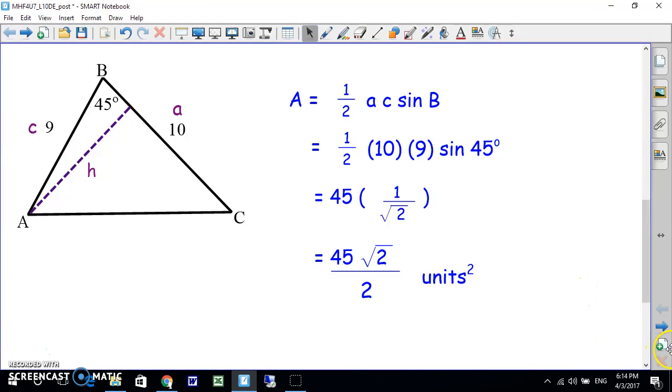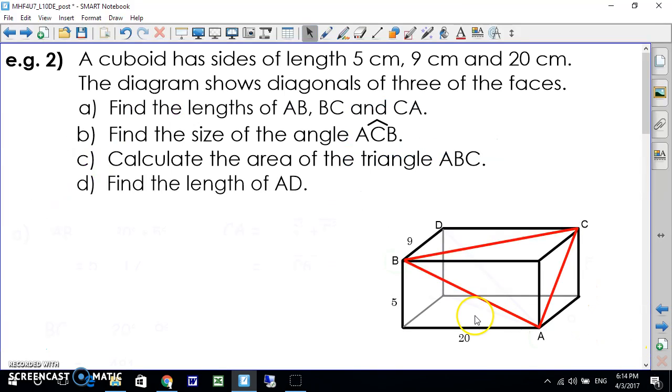And now let's turn to the next page and take a look at a more extensive example. In example 2, you have a cuboid, which is like a rectangular prism, with side lengths of 5 centimeters, so that's the height, 9 centimeters, that's the depth, and 20 centimeters, that's the length. This diagram shows the diagonals of 3 of the faces, so side AB, side AC, and also diagonal BC.